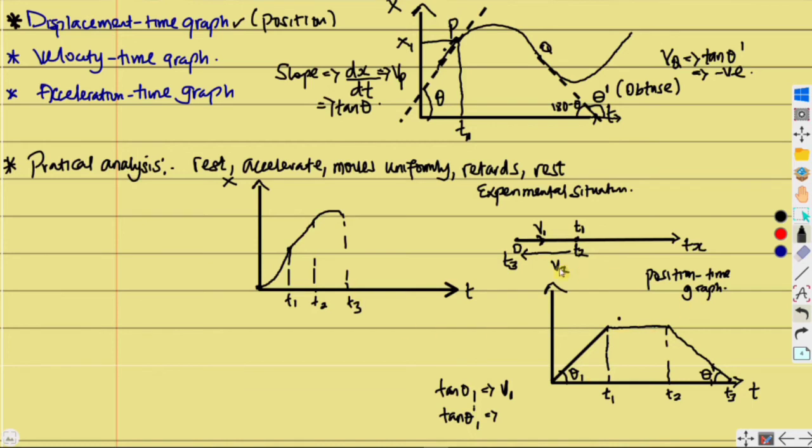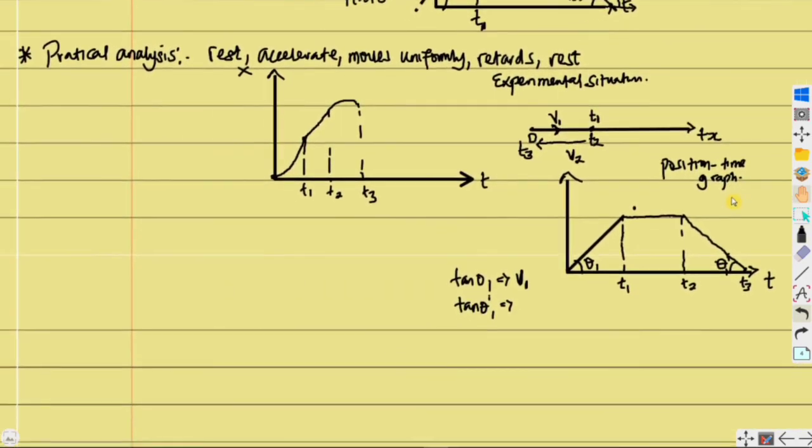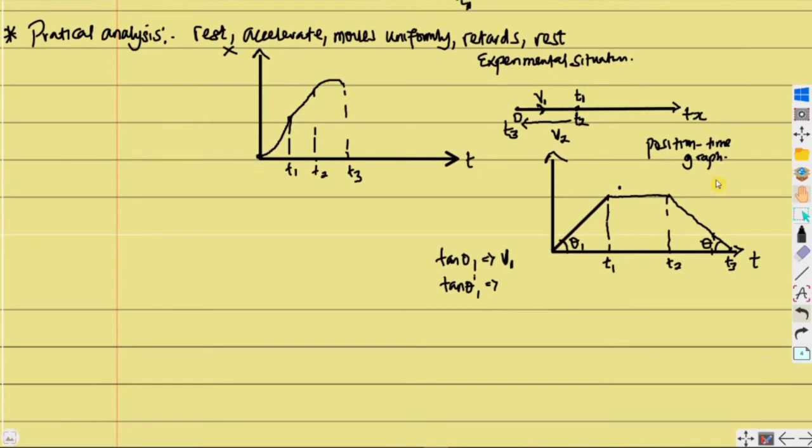Then the next one, the quick one, will be the velocity time graph. Now about the velocity time graph, we can quickly analyze that just like the way we've analyzed our displacement or position time graph.